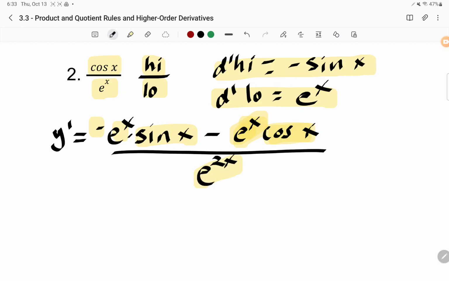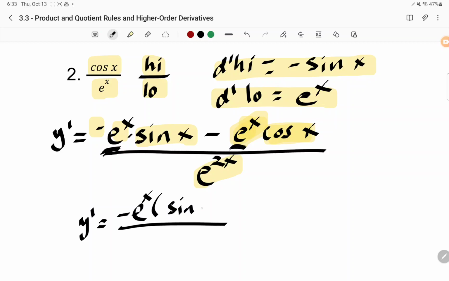And then on this one, you could stop here. You could go also one further and notice that, hey, negative e to the x is a common factor. And so I can take that out. So you would have then sine x plus cosine x. Not sine here. So cosine x. All over then e to the 2x.